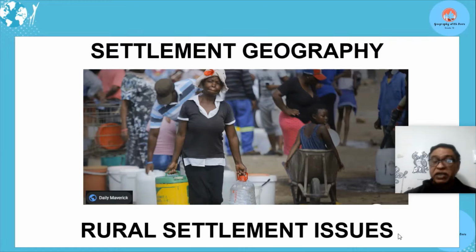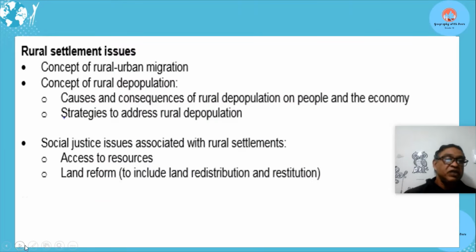As normal, let us look first at what the curriculum states and then we can get on with the lesson itself. You will find that some of the concepts here are not foreign to you. You have done them before. In grade 9, I think it was rural urban migration, and you touched on rural depopulation. So let's get on with looking at the curriculum itself. Let me get my highlighter.